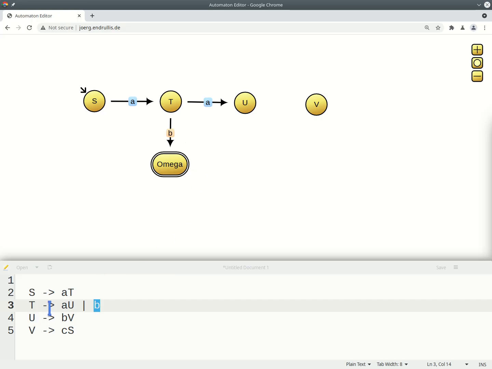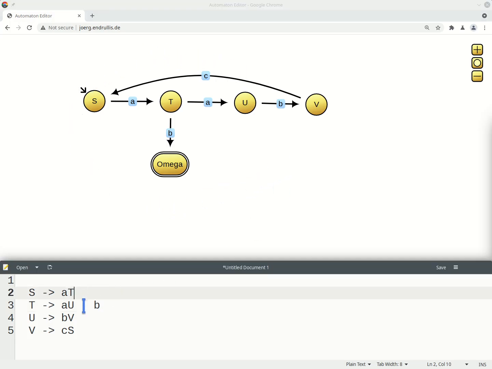From U, we can switch to V by B. So from U, there's a transition to V with label B. And from V, we have a transition with label C to our starting state S. We have a transition from here to here. Let's bend this a bit with label C. So this is our automaton that corresponds to this strictly right linear grammar. This automaton accepts precisely the same language as the grammar generates.